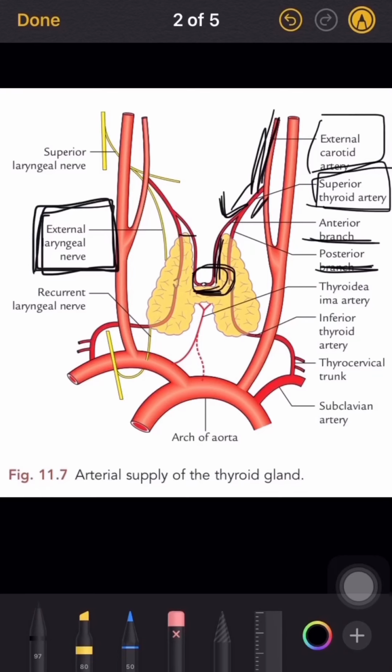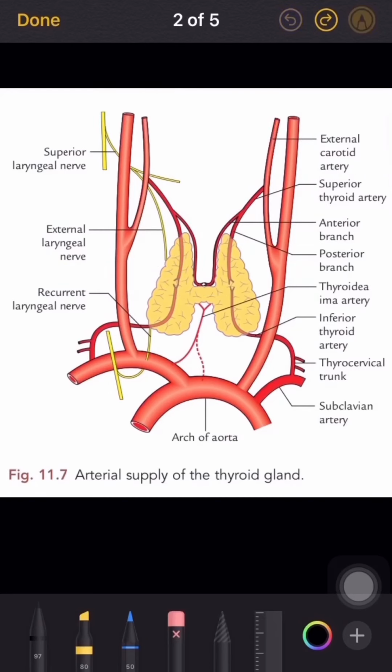Now let's come to the posterior branch. So posterior branch is present at the posterior border of the lateral lobe, and then it anastomoses with the inferior thyroid artery. Overall, the superior thyroid artery supplies the upper 1/3 of the lateral lobe and upper half of the isthmus. Let's move on to the second artery, which is the inferior thyroid artery.